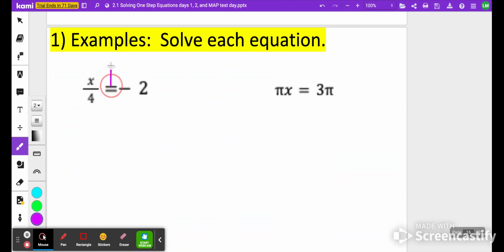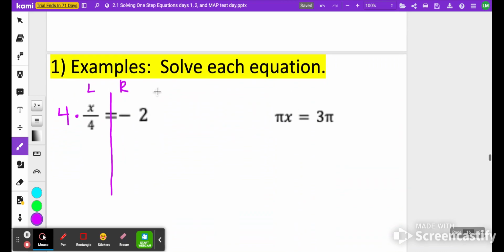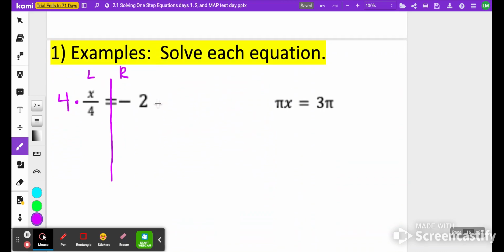This should be a review from last year in 7th grade, so let's go ahead and get started. The first thing I'm going to do is separate my equation sign with a left side and a right side. On the left side is where my x is, so that's the side I'm going to focus on first. Because x is being divided by 4, to solve this, I will be multiplying by 4. And because of the property of equality, because I'm multiplying by 4 on the left side, I will also multiply by 4 on the right side.